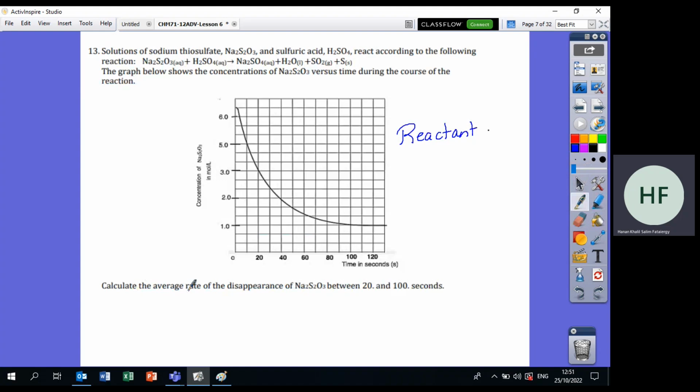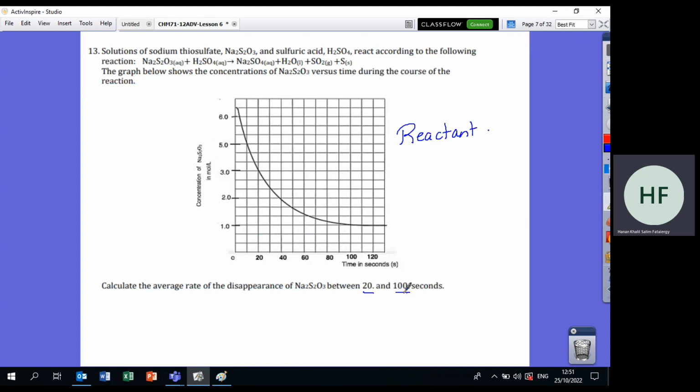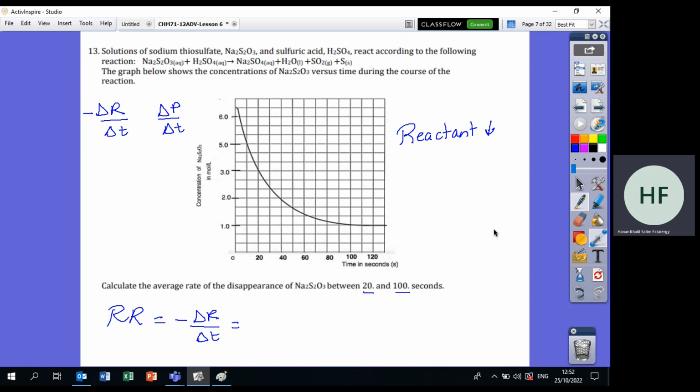Now the question is calculate the average reaction rate between 20 and 100 seconds. So I want RR. First, let's agree: will we use minus delta R over delta T or delta P over delta T? Now this one is decreasing, so it's a reactant. So I will use the reactant formula, minus delta R over delta T. Now I need initial R and final R.